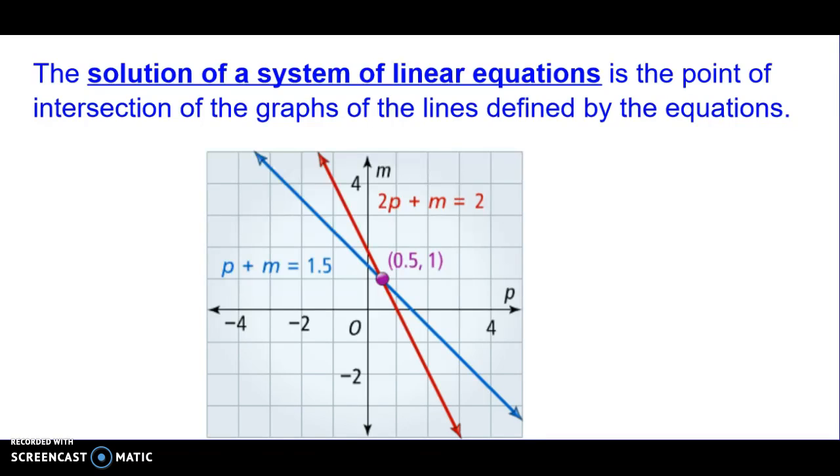Your third vocabulary word that goes in your Cornell notes. The solution of a system of linear equations is the point of intersection of the graph of the lines defined by the equations. So you're going to write the solution of system of linear equations again, but also you're going to mention in parentheses that it's a graph. So I want you to put graphs next to it in parentheses. And that just simply means wherever the graphs intersect, that is the solution.